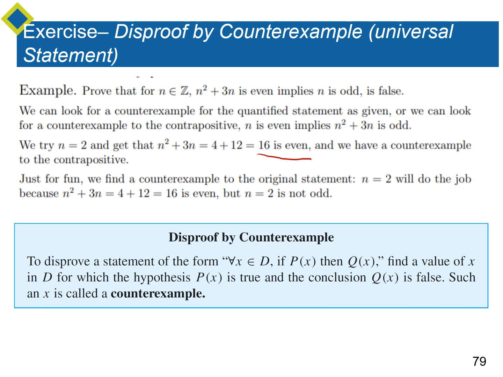Okay, so we find a counterexample, n equal to 2. We do the job. We got it, 10 is even, but n equal to 2 is not odd. Okay, so we disprove this statement. So we call this disproof by counterexample.